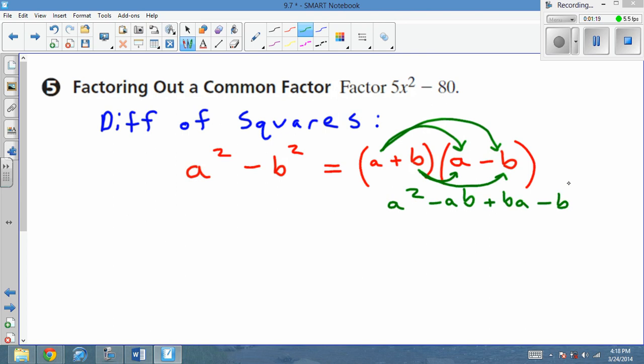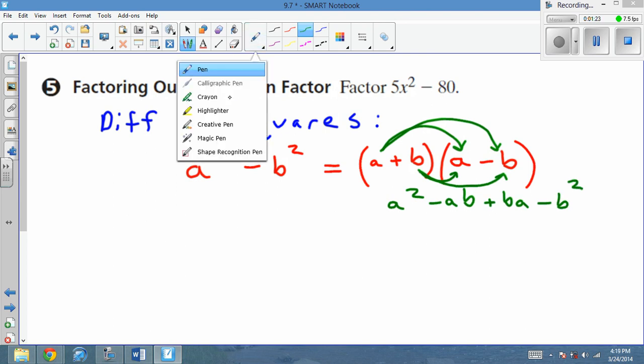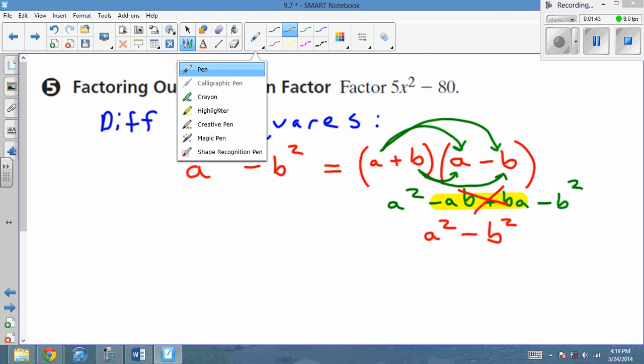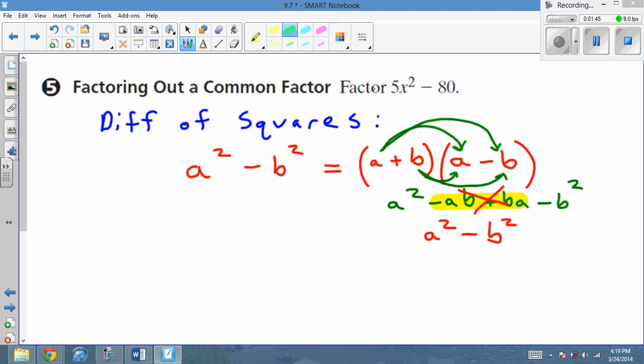minus b squared. If you take a look at this particular expression we ended up with here, negative AB and a positive BA, which is the same as AB, would cancel, leaving us in this particular case with A squared minus B squared. So this is a general idea we're going to use today in this example to factor 5x squared minus 80.